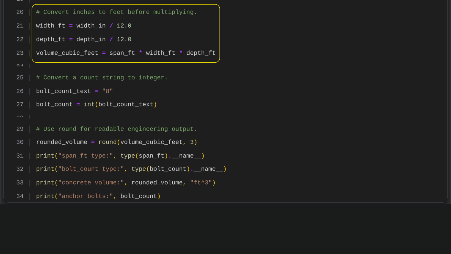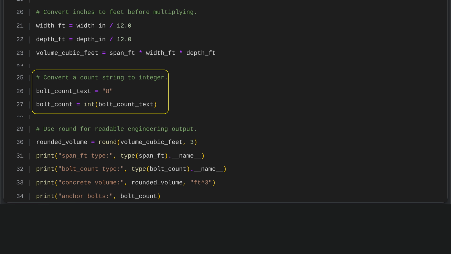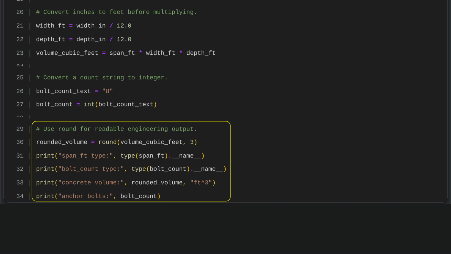The calculation first converts width and depth from inches to feet, so all measurements use the same unit as the span. It then multiplies the span, converted width, and converted depth to find the total volume in cubic feet. The bolt count is first stored as text, which is common when values come from input or a file. It is then converted to an integer using the integer conversion function, so the program can use it in calculations or comparisons. The results are cleaned up and summarized for readability.